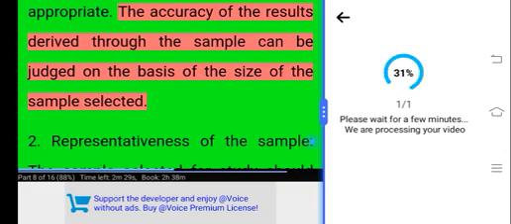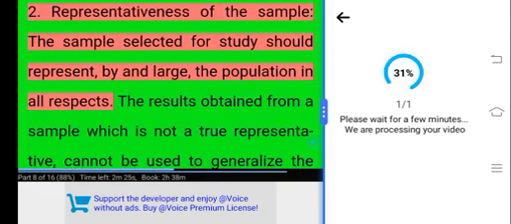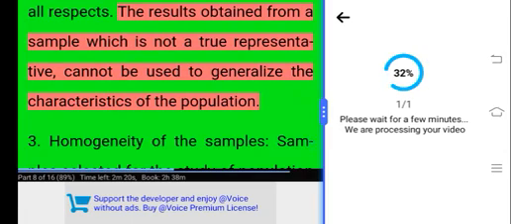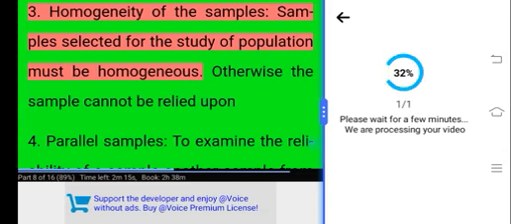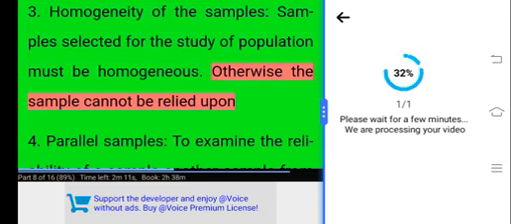The accuracy of the results derived through the sample can be judged on the basis of the size of the sample selected. 2. Representativeness of the sample. The sample selected for study should represent, by and large, the population in all respects. The results obtained from a sample which is not a true representative cannot be used to generalize the characteristics of the population. 3. Homogeneity of the samples. Samples selected for the study of population must be homogeneous. Otherwise the sample cannot be relied upon.